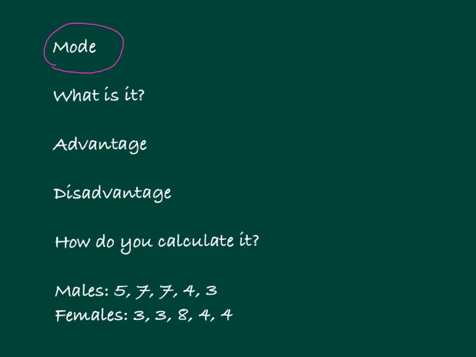That's relatively easy because there's only 5 scores for males and females, but you can imagine how much harder it would be to calculate as opposed to the mean, where you just add all the scores up and divide them. If you have a large set of data, the mode would be more difficult. That's your main disadvantage.